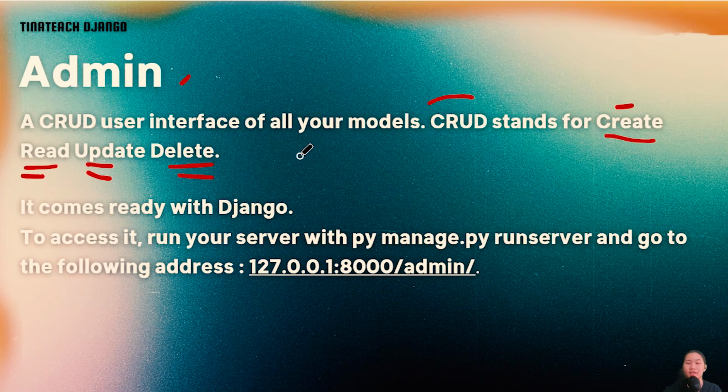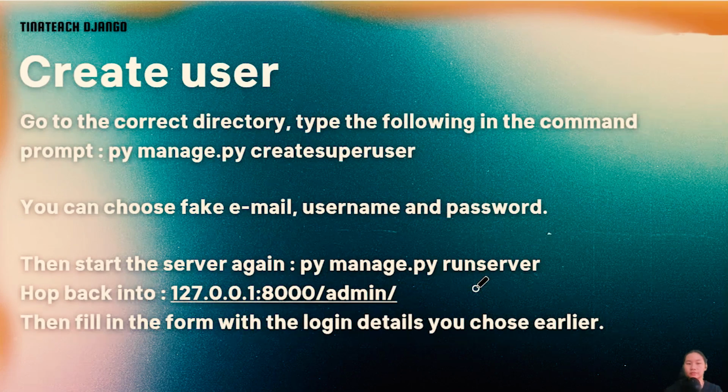Okay? And this comes ready with Django. You don't need to do any extra work, right? It's built in, and to access it, you just need to run your server with python manage.py runserver. Make sure that you're in the correct directory where the manage.py file is accessible, and go to the following address. And you will see a display of your model through the admin interface.